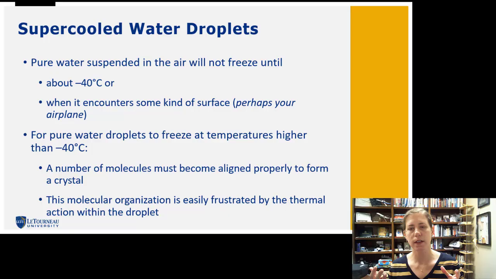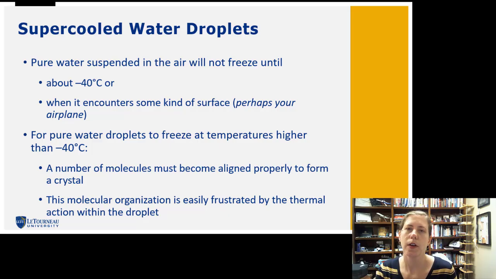So if we look at supercooled water droplets, pure water that is suspended in the air will not freeze until we get to about -40 degrees Celsius. And that seems really crazy, but because the water is so pure, it doesn't have anything to organize on. It needs something to align. For a drop to freeze on its own is very, very rare. What it needs is to either get cold enough or encounter some kind of surface. Could be an airplane, could be condensation nuclei, but pure liquid water suspended in the air doesn't freeze till about -40 degrees C.